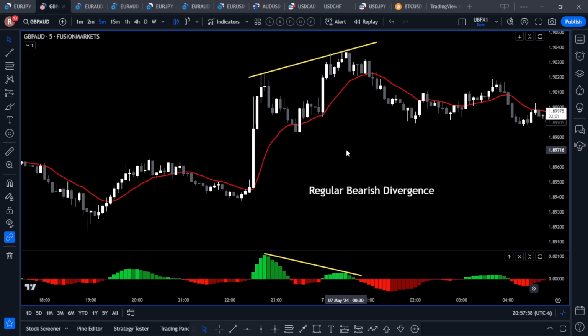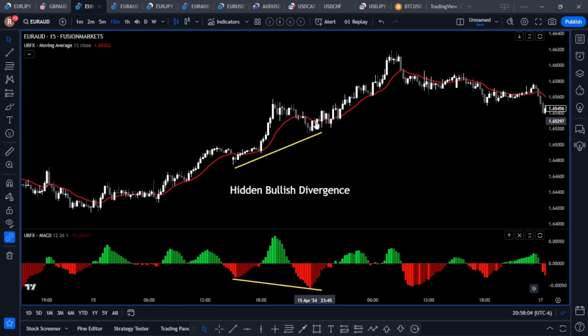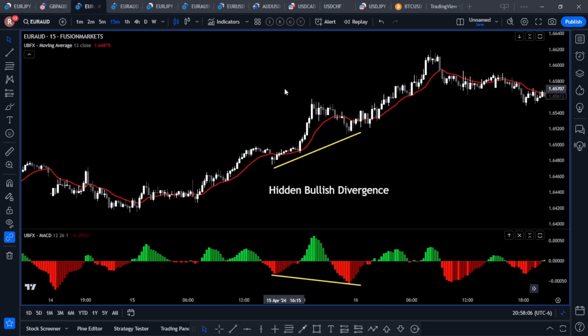Now we're going to move on to hidden divergence. It's called hidden divergence because it's less identifiable by most traders, especially new traders. They have a tough time seeing this one. Now, while regular divergence is considered counter trend, hidden divergence is trend following. It supports the movement in the trend direction.